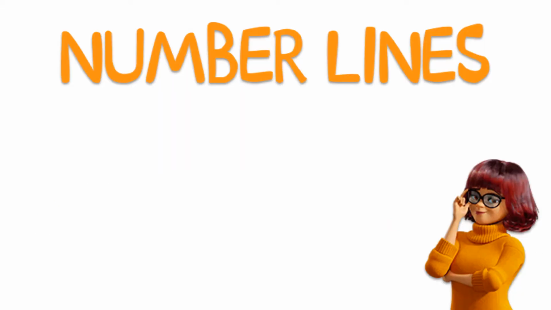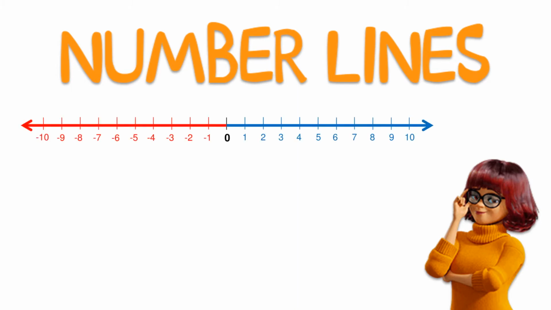Now we are going to discuss number lines with Velma. You see a number line here that represents the integers from -10 through 10. The numbers in blue are our positive integers, while the numbers in red are our negative integers. You'll notice 0 is in black. It is neither positive nor negative, but it is still considered an integer.